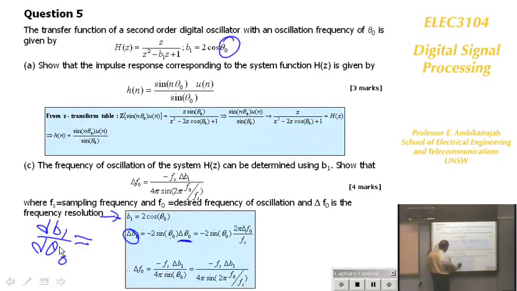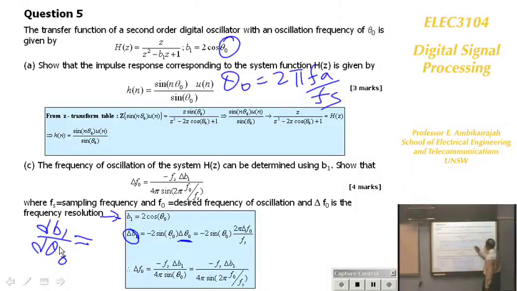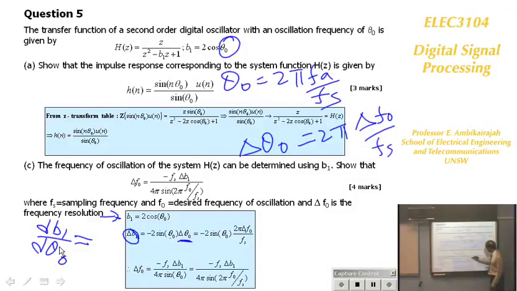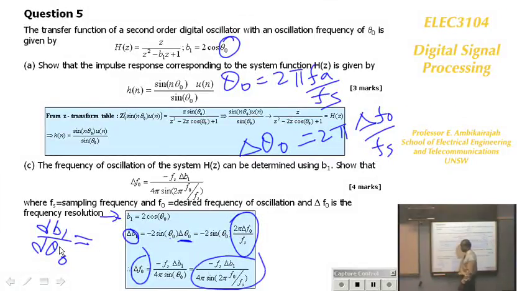And we know that delta theta naught, what is theta naught? Theta naught is 2 pi F naught over Fs. So you can say delta theta naught, if you want, is equal to 2 pi delta F naught over Fs. So that's what I've done here. And if you substitute that, and your resonance, and then you just cross multiply, you get delta F naught becomes this. This is your frequency resolution.